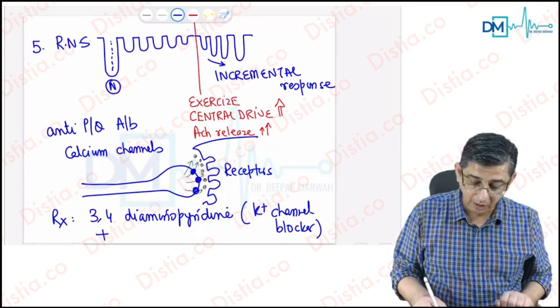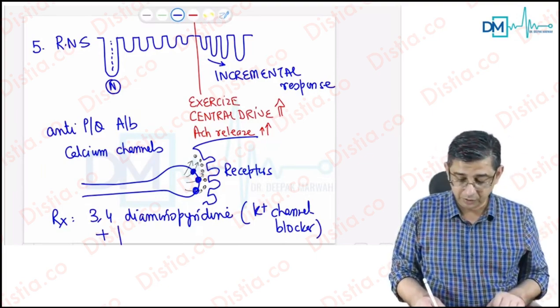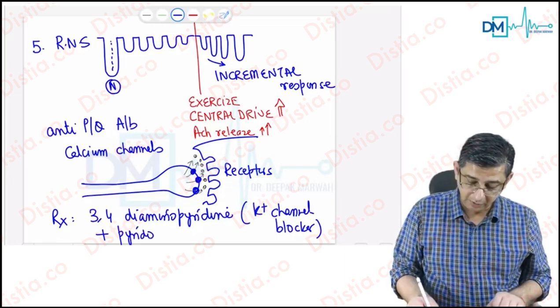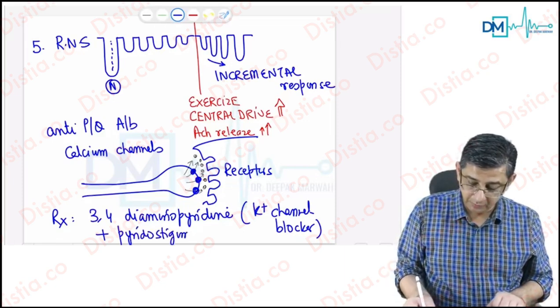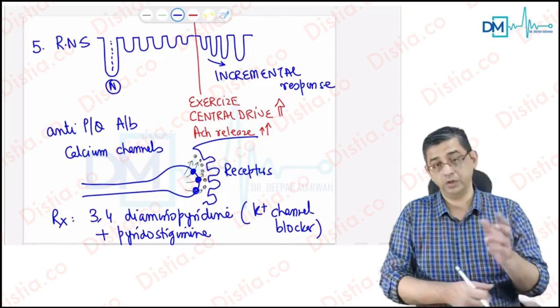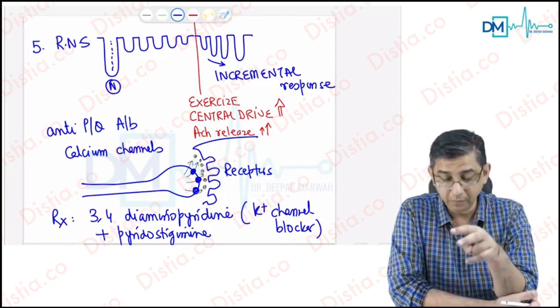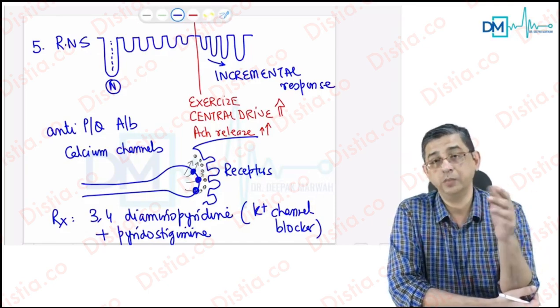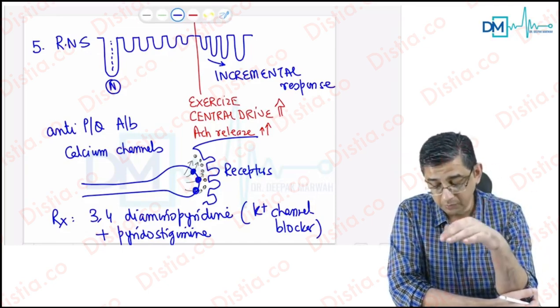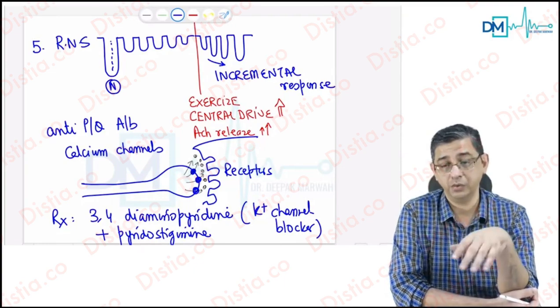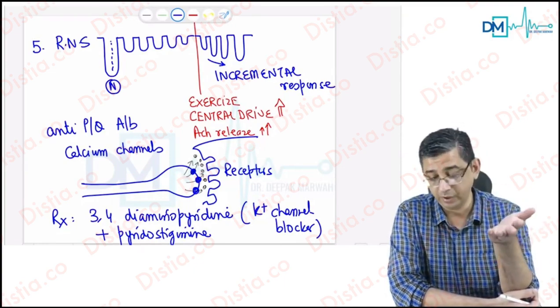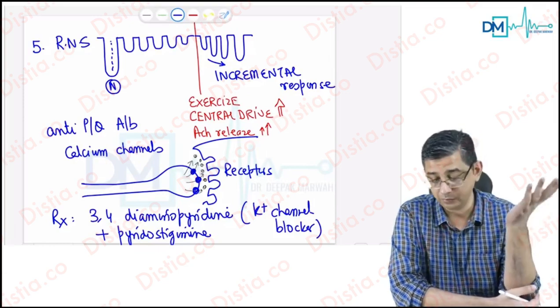Along with this, we can add to the treatment part pyridostigmine. The advantage of pyridostigmine will be that it will inhibit the degradation of the released acetylcholine. So the treatment part is diaminopyridine enhances acetylcholine production, and pyridostigmine inhibits the breakdown of acetylcholine so that you can achieve symptomatic improvement in the patient, and workup for lung cancer in male patient would be done.